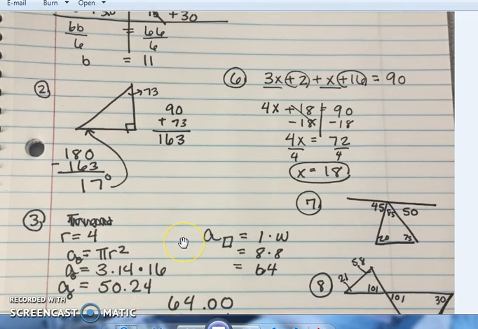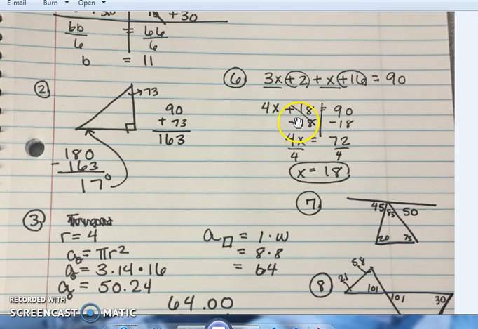Number 6, we're going to solve this equation to find the missing angle. So we see that we have a complementary set of angles here. They're adjacent to each other, and they add up to 90 degrees. So we're going to say that 3x plus 2 plus x plus 16 equals 90 degrees. So we're going to combine like terms. 3x plus x is 4x, and then 2 plus 16 is 18.